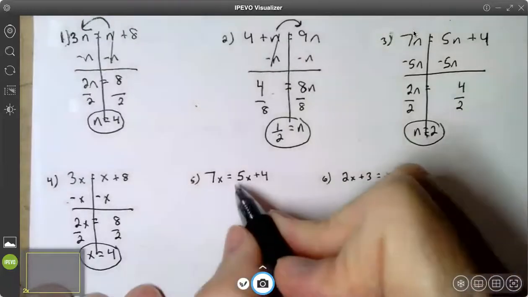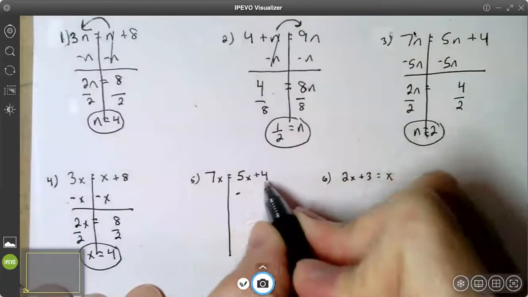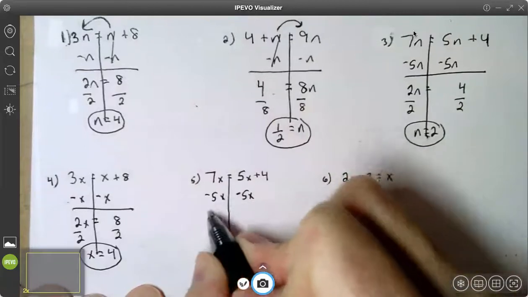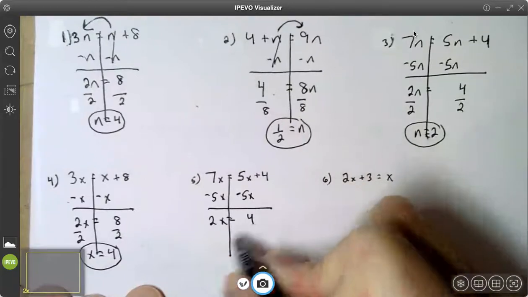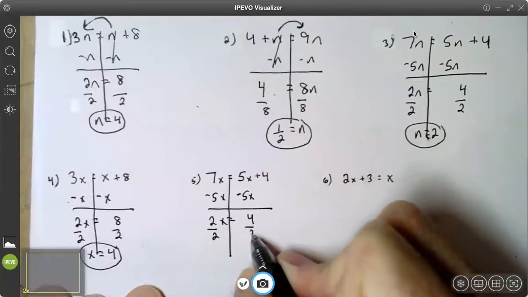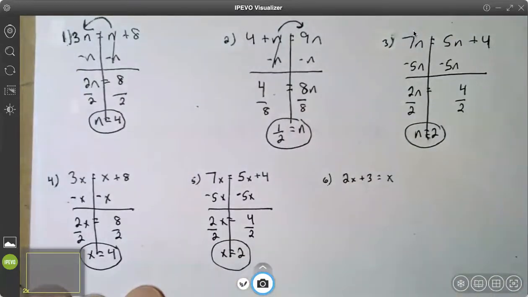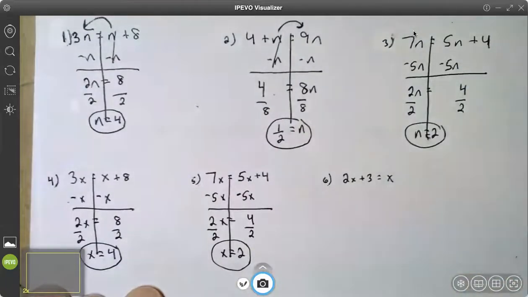On number 5, my variables are on both sides, my constant is only on the right. So I subtract 5x from both sides. You get 2x equals 4. To get rid of times 2, you divide by 2. And your answer is 2. You may have recognized 5 and 3. Same problem, different variable.